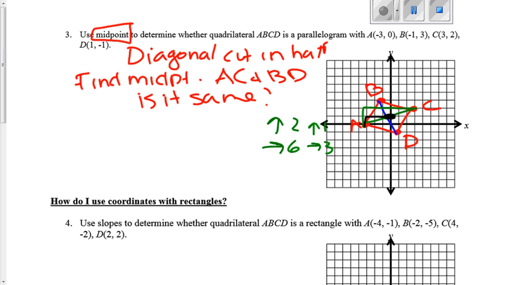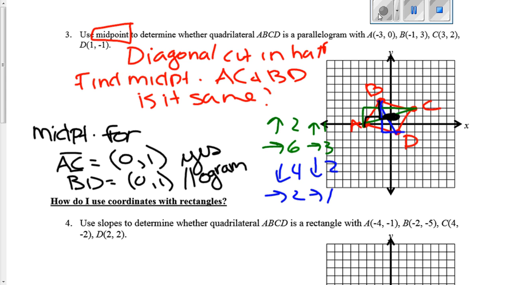Okay, so for D, same thing. I'm going to do slope step. Down 4 over 2. So I'm going to cut that in half and go down 2 over 1. So down 2 over 1 does put it at 0, 1. Okay, so yes, they have the same midpoint, so it's a parallelogram. Because what that's telling me is my diagonals are both cut in half since they have the midpoint at the same location.